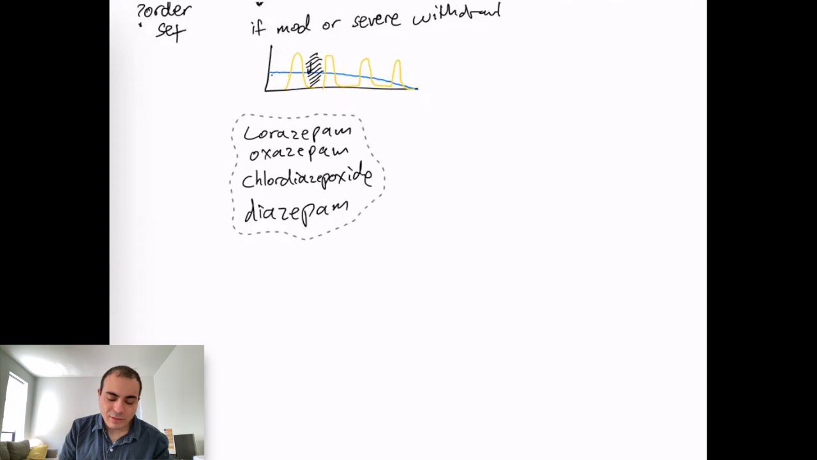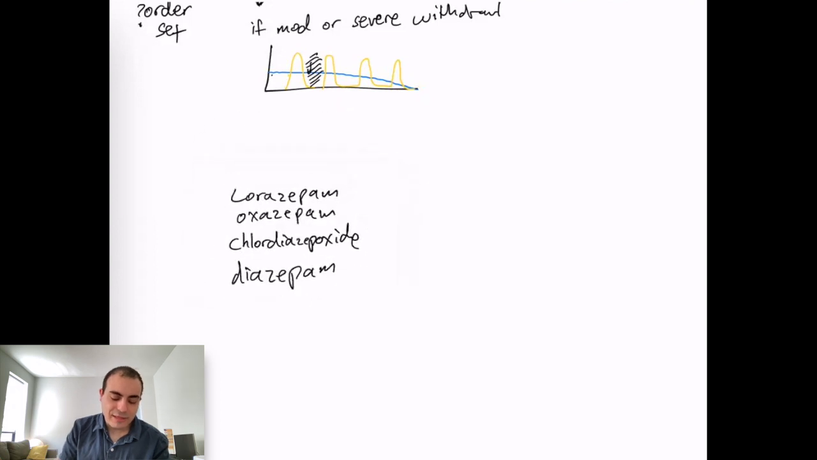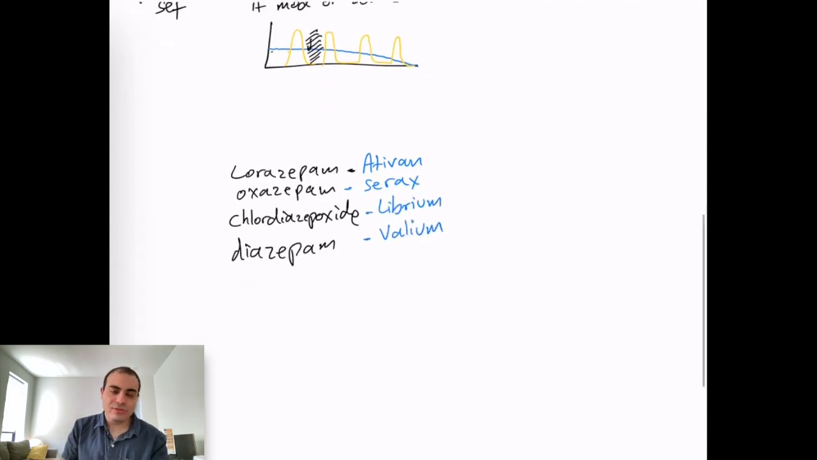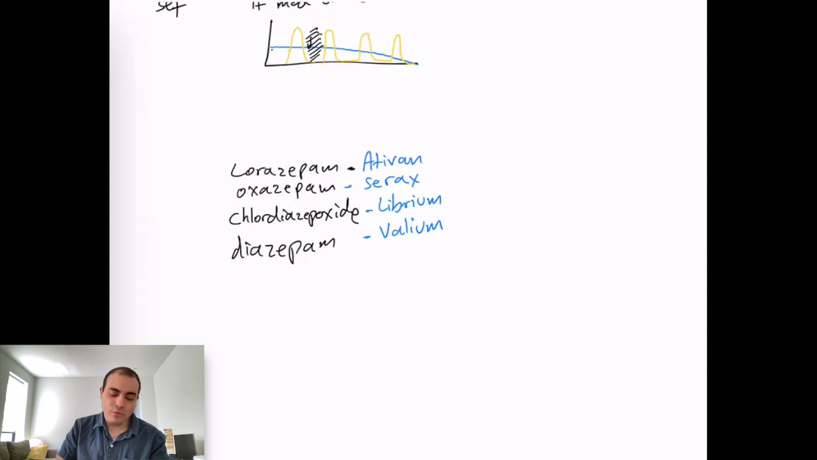But again, because you're in the US, everybody is going to be using trade names, not generic names. So you should know the trade name. Lorazepam is Ativan. Oxazepam is Serax. Chlordiazepoxide is Librium. And then diazepam is Valium. Everybody likes to use trade names, and you'll never hear somebody saying oxazepam. Everybody's gonna say Serax. Okay.